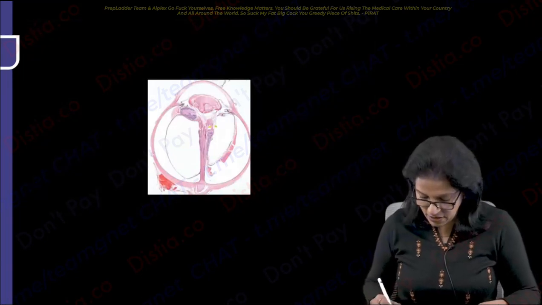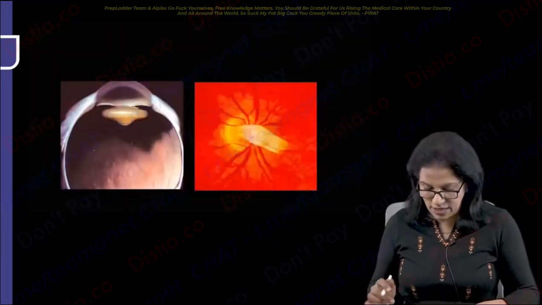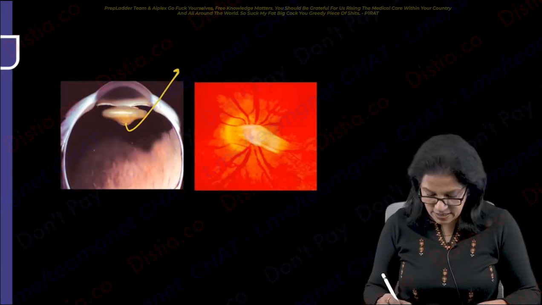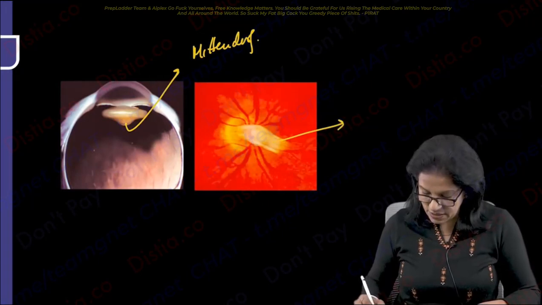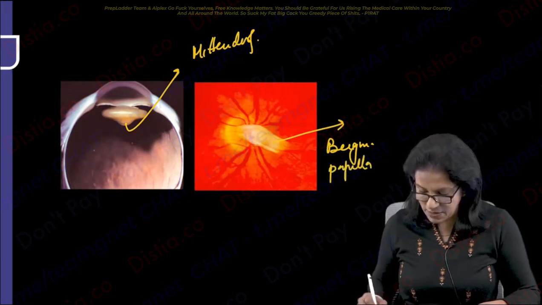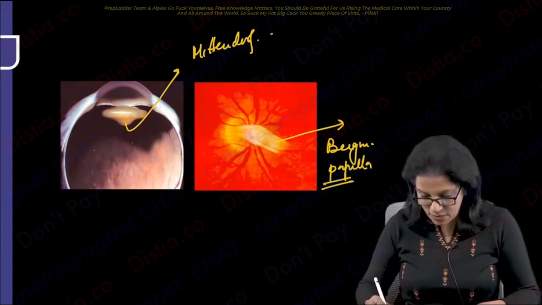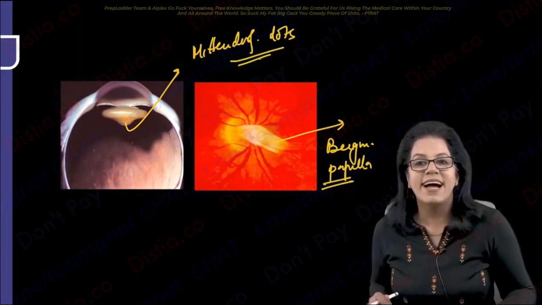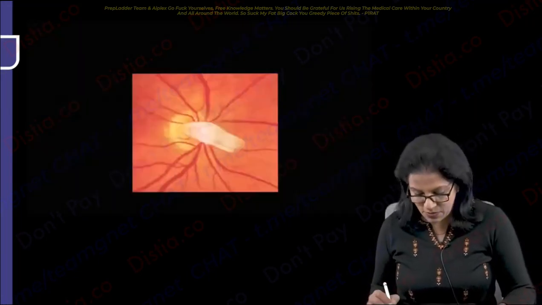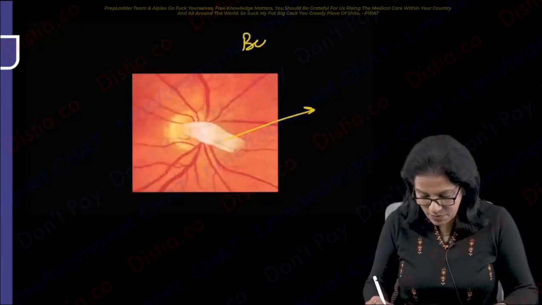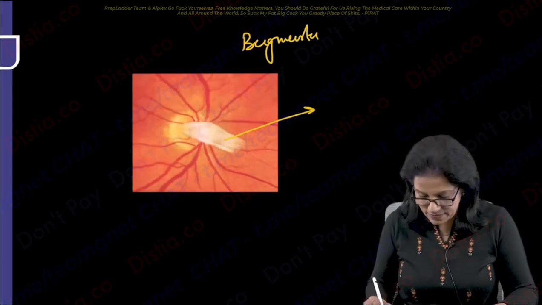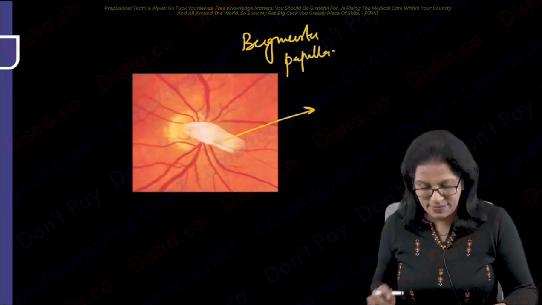This is generally a case of PHPV, persistent hyperplastic primary vitreous. Okay, so what was back of the lens? This is what is Mittendorf dot. And this is what is Bergmeister papilla. We just learnt it. So Bergmeister papilla is what? It is remnant of hyaloid tissue at the disc, and just behind the lens, this is called Mittendorf dot. Both are remnants of hyaloid tissue, right? Mesodermal tissue. Again, what are you looking at here? This is Bergmeister papilla.